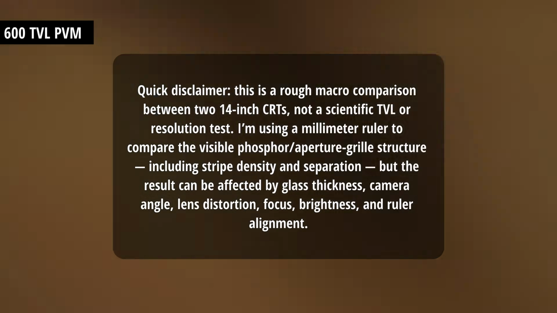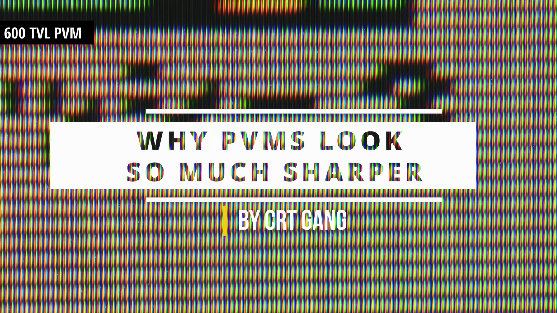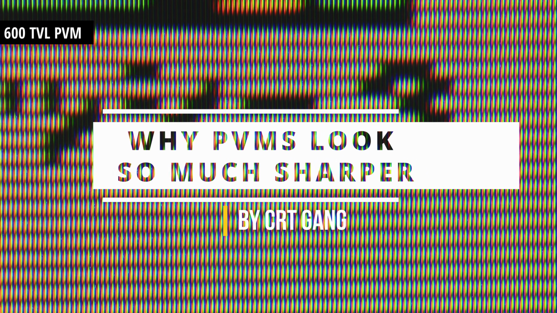This video is going to be very interesting. We're going to see the difference between a PVM and a consumer CRT, both 14-inch. This is a Sony PVM with 600 TV lines. But what I'm going to demonstrate here is the physical aperture grille, the phosphor pitch difference, which is one reason that the PVM can resolve more detail, but it's not a direct TVL resolution measurement.